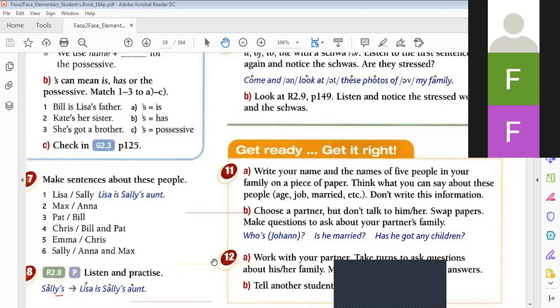Good. Okay, Omnomedia? Sally is Anna and Max's daughter. Nice. Fatima, one. Sally is Anna and Max's daughter. Good. And Manal? Sally is Anna and Max's daughter. All right, excellent, very nice.